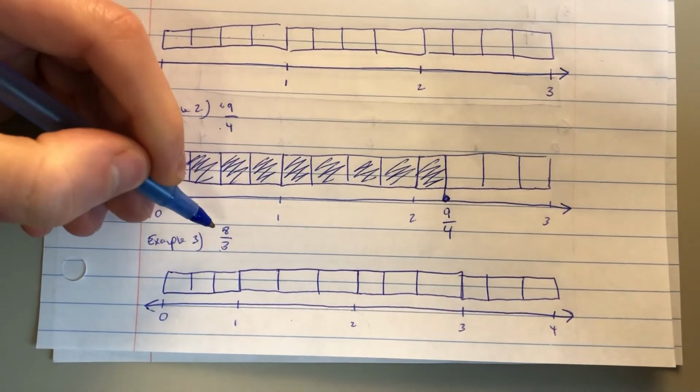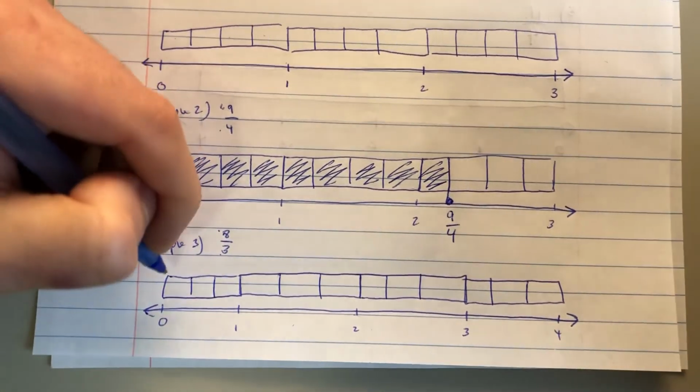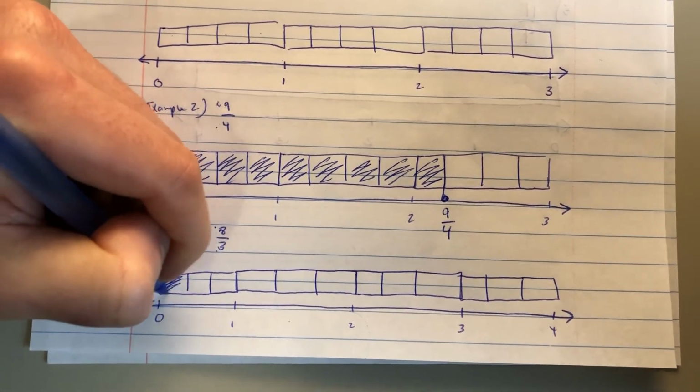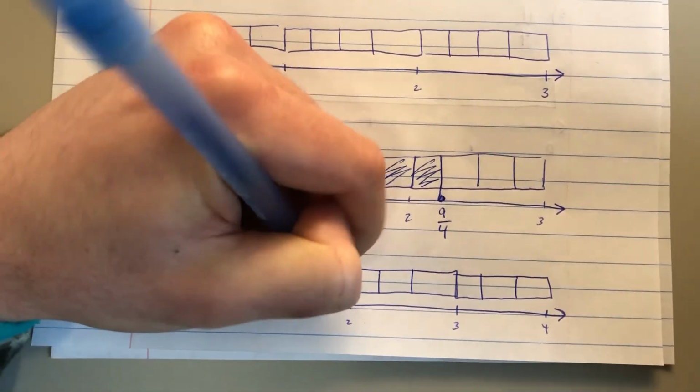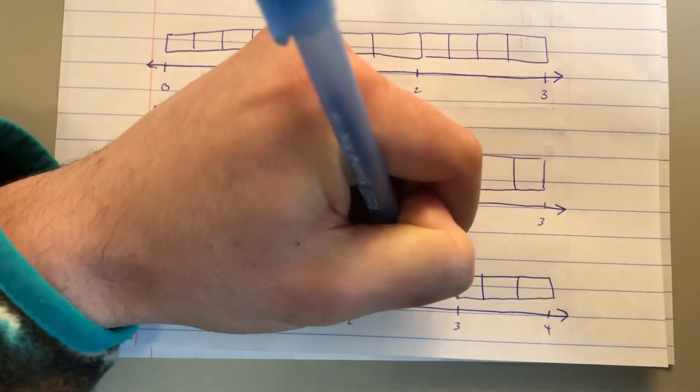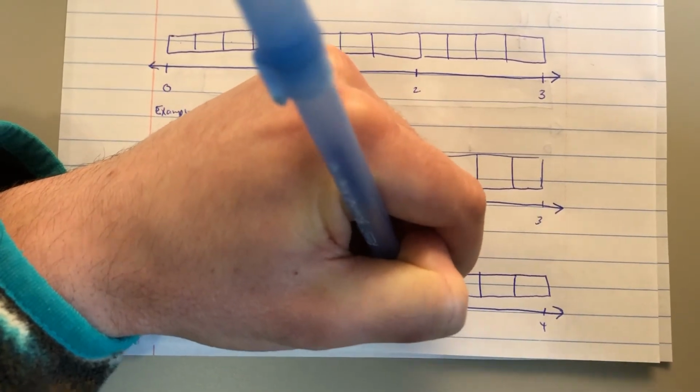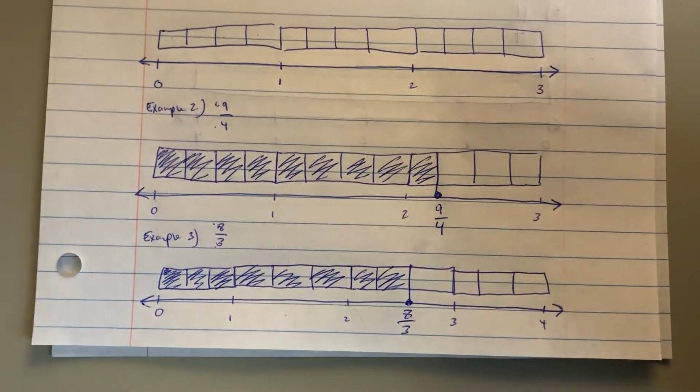And now I'm going to shade in 8 of those parts, since 8 is my numerator, or the number on top. 1, 2, 3, 4, 5, 6, 7, 8. I stop at 8, drop down and plot, and write 8/3 on my number line.